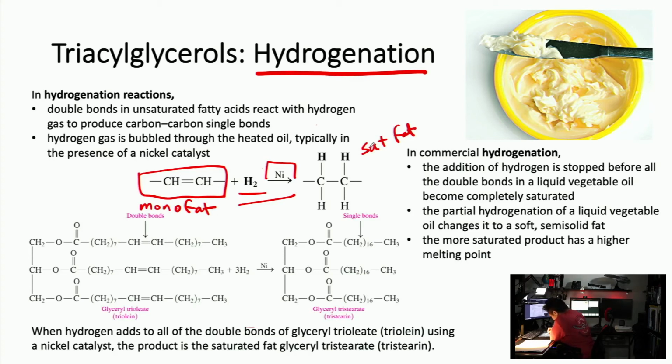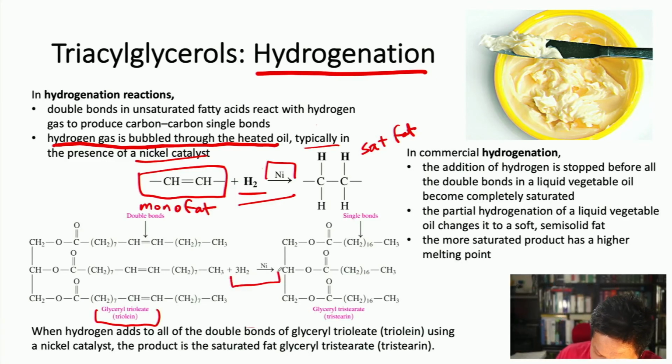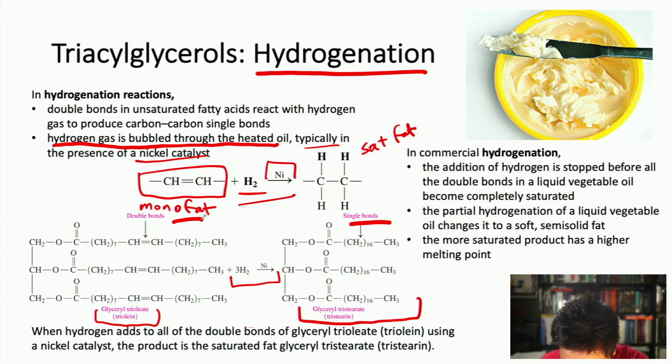you can do this by bubbling hydrogen gas through heated oil, and like I said, in the presence of a nickel catalyst. So here we go. We have a glycerol trioleate, or triolein, a triacylglycerol, and we can do this reaction with some hydrogen gas and some nickel, and we get glycerol tristearate or tristearin, which is a single bonded saturated fat. Remember what's happening here. We're turning a monounsaturated fat into a saturated fat.